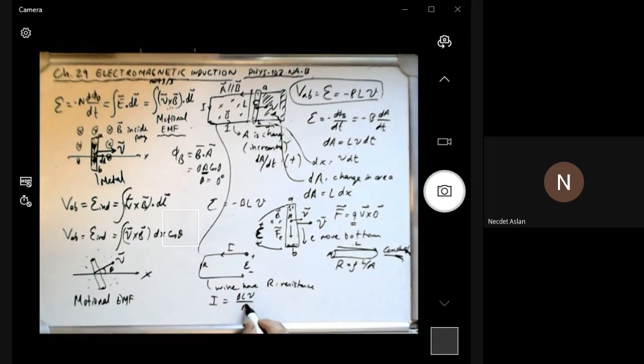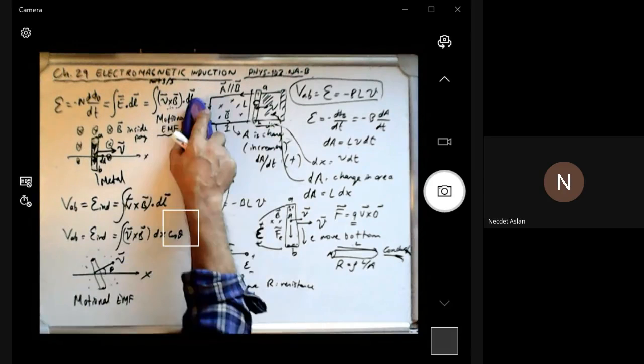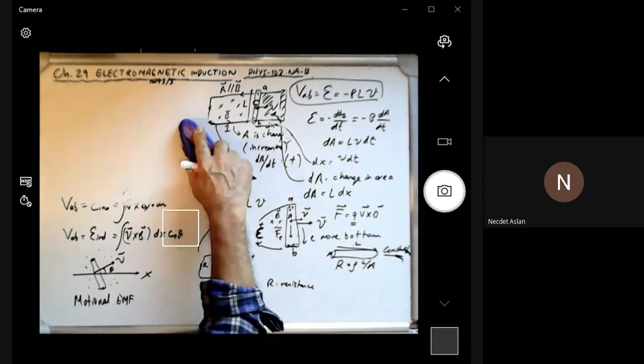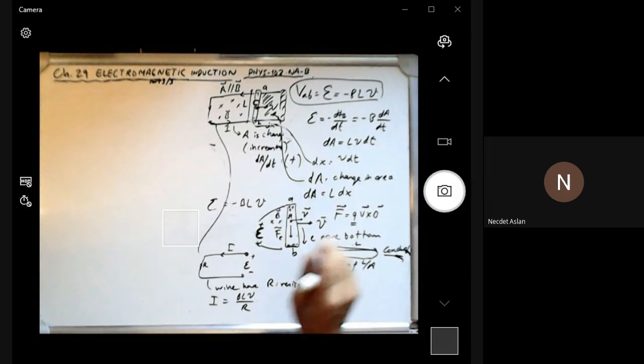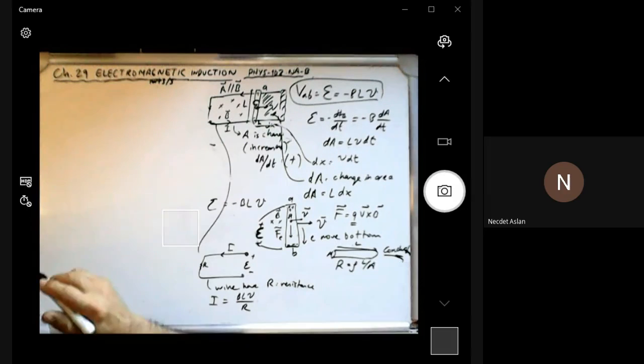Okay, so this is the current. But this is the current in the system. Also, there is another aspect, as I told you. How can we just analyze this force?